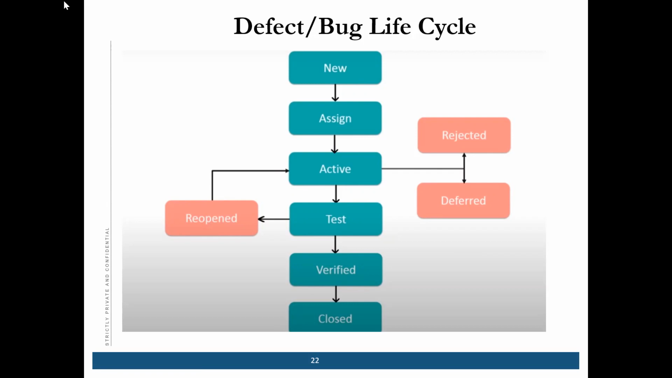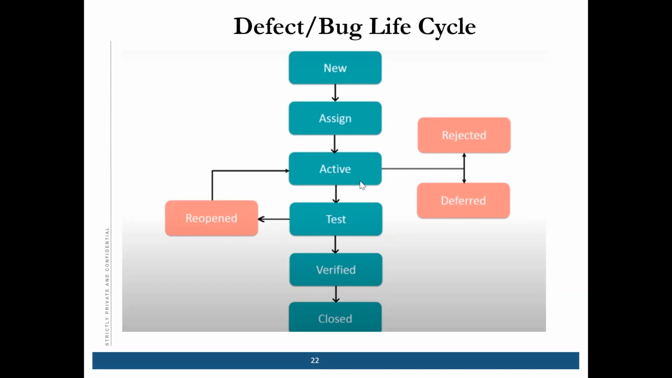Yeah, in a defect or bug life cycle, we initially raise a bug, and we write a story, like at what point we got the bug, and we assign it to the developer who has developed that module. After that, the bug will be in the active stage. And when the bug gets fixed by the developer, it is reopened. When it is accepted by the developer, it will be in the active state, and then he will fix the bug and reopen it.